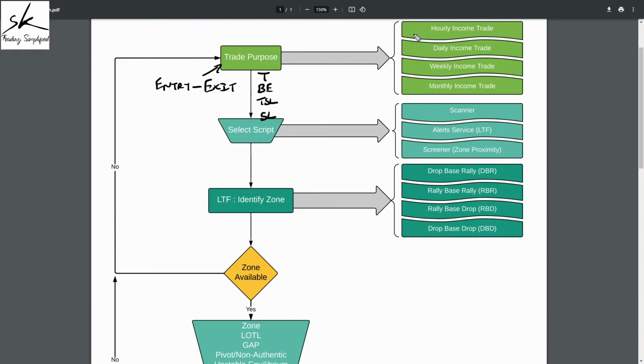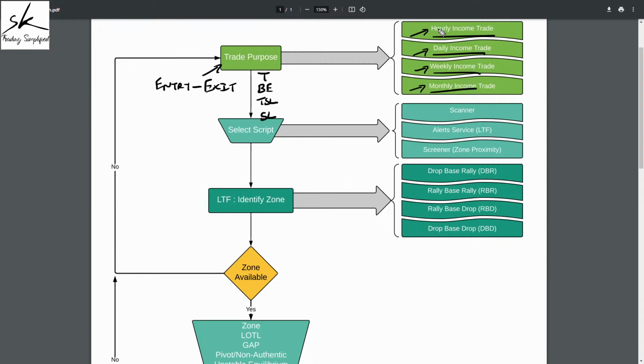So what I've done is I have divided these trades into four different purposes, and we call them hourly income, daily income, weekly income, monthly income. Hourly income means a trade which can last for an hour or maybe a few hours. Daily income, a trade which can last for a day or a few days. Weekly income, a trade which can last for a week or a few weeks. And monthly income, a trade which can last for a month or a few months.